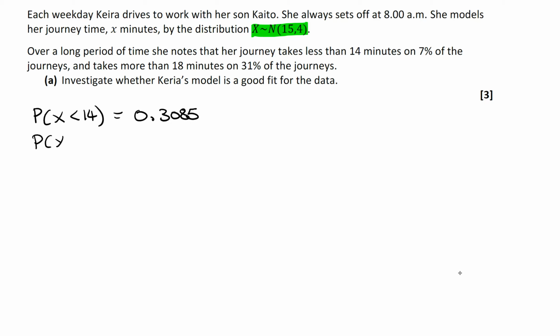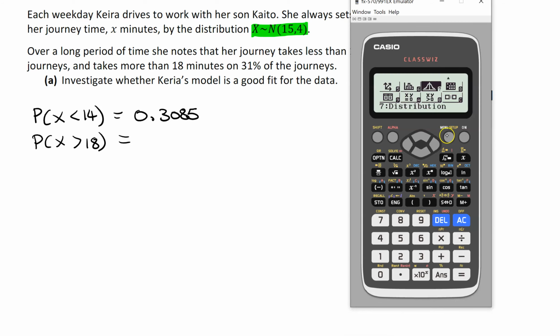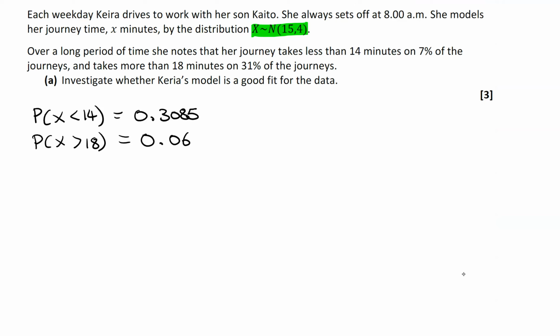And now what I'm going to do is look at the probability that a journey is 18 minutes or more. So this time we'll be looking at the probability that x is greater than 18. So again, menu 7 and normal CD. This time I've got a lower limit of 18, an upper limit of something like 1,000, just pick a big number here. The standard deviation and the mean are as they were before. When we do that, we get 0.0668.